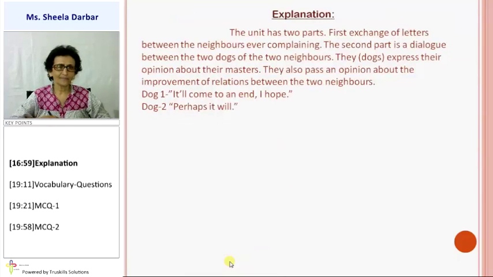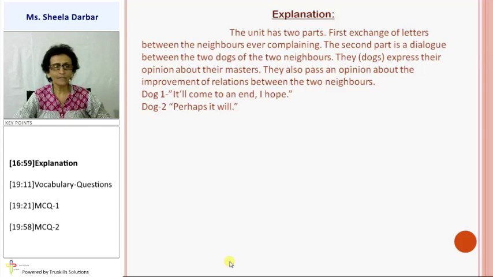Now you find the unit has two parts. First, exchange of letters between neighbors ever complaining, which we have just taken up. The second part is a dialogue between two dogs of the two neighbors, that is, one dog of Mr. Rathore and the other of Colonel Sinha. They, meaning the dogs, express their opinion about their masters.